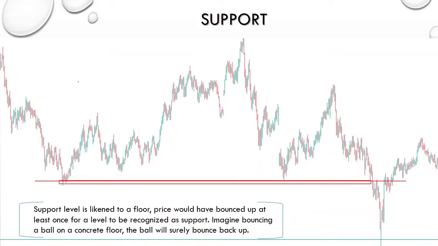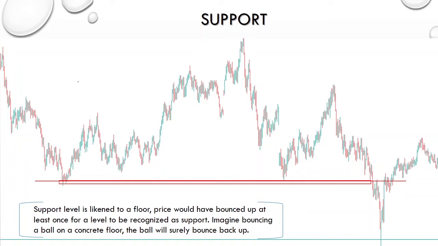So, what is support? As a forex trader, whatever asset class you're trading, synthetic stocks, crypto, whatever it is, the basic knowledge behind everything is your understanding of support and resistance. You know where your support levels are, you know where your resistance levels are.